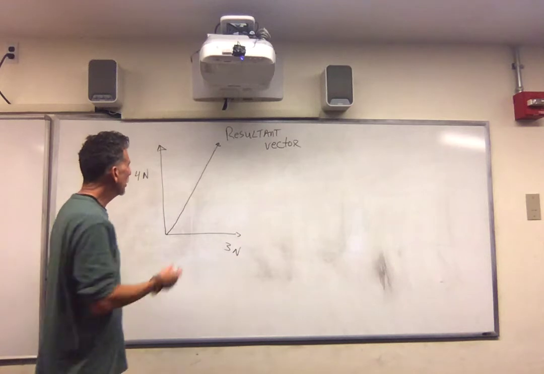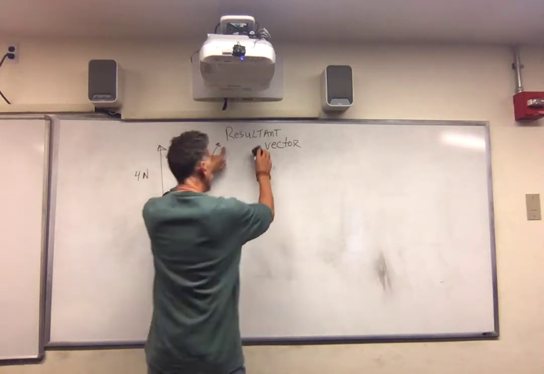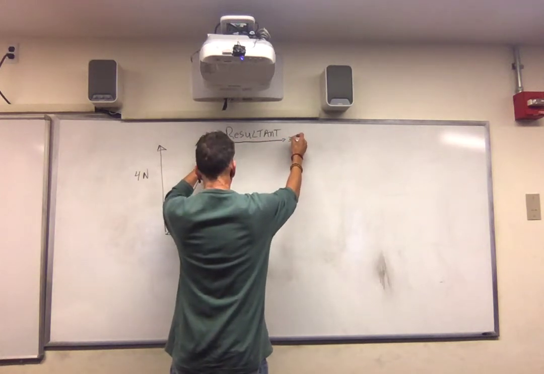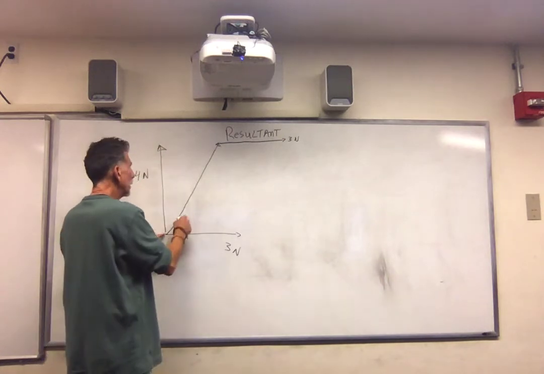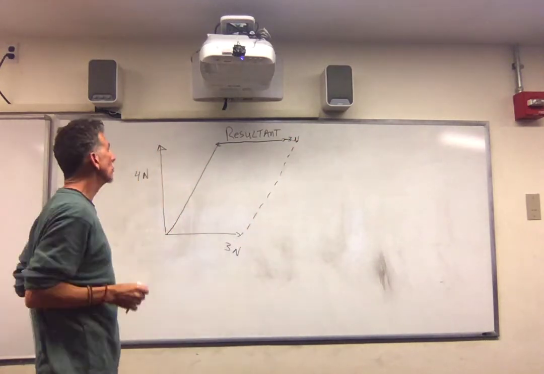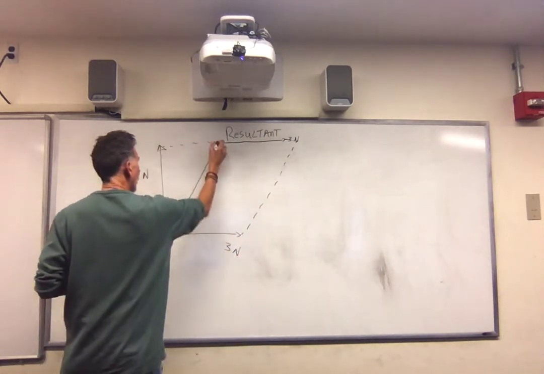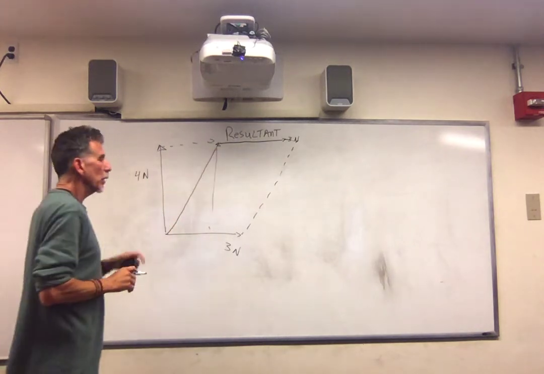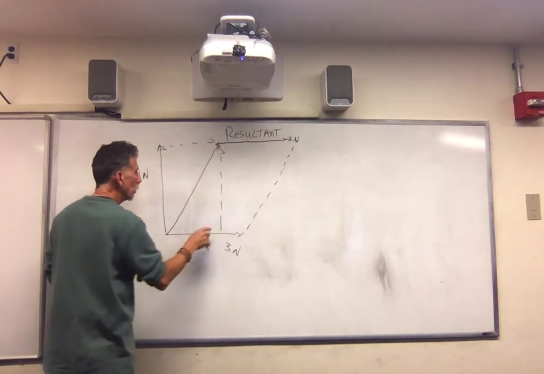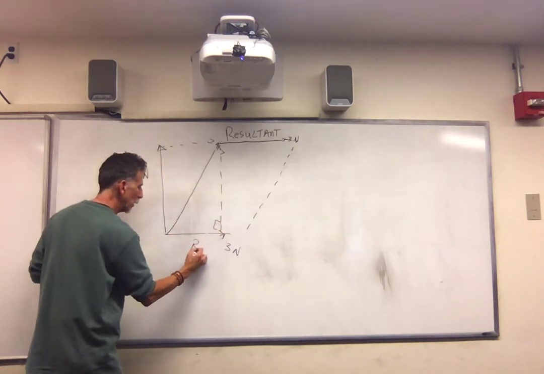And what we do is very simple. We take this vector and put the tail of this to the head of that, 3 newtons that way. And then take this vector, put it here. And we can make a parallelogram here. The important thing to notice is we have this right triangle.